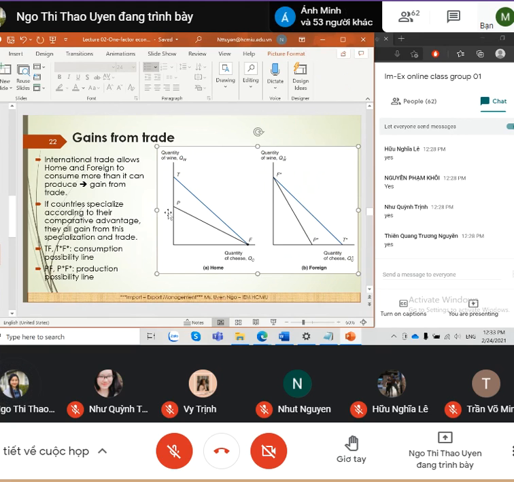Now, look at the line PF. It is the production possibility frontier of home. But after trade, the country can consume up to the TF line. We call that the consumption possibility line. So before trading, home can produce up to only this amount of wine.